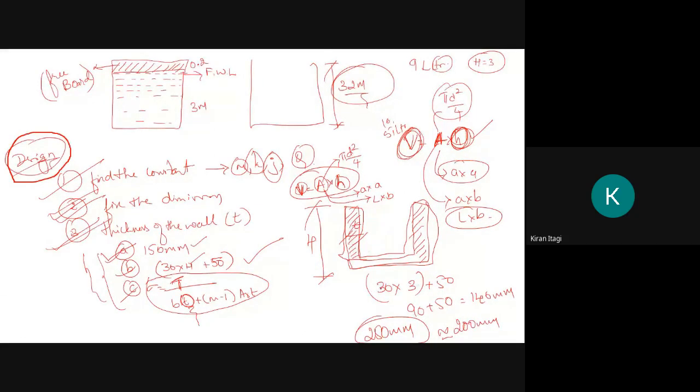Suppose I will go for the second one, that is 30 times the height plus 50. Say your water tank height is 3 meter. 30 into 3 will be 90, plus 50. On adding those two, we will get 140. So the total thickness of the tank we have got is 140. You can take 200 mm wall thickness, or you can take 250 wall thickness.